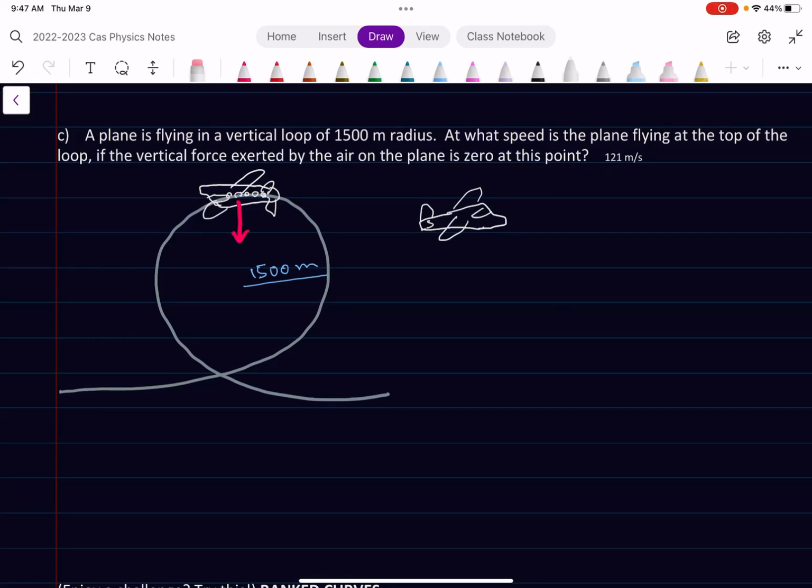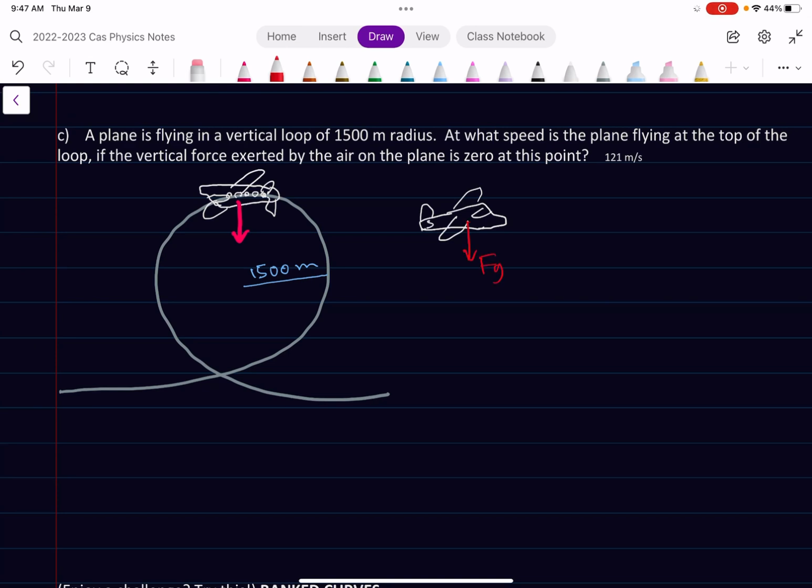This is a classic. You're flying in a plane, and the pilot decides to execute a vertical loop. In this case, the radius of the loop is 1,500 meters, so 1.5 kilometers. And the idea is, what is the force that's creating that centripetal force that's allowing the plane to go in a loop? And the idea is, when the plane is flying, obviously we have the force of gravity acting down.